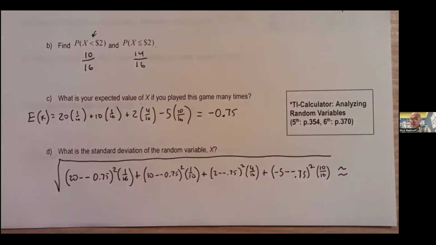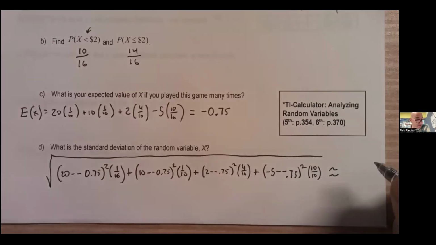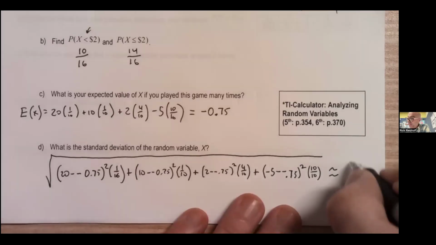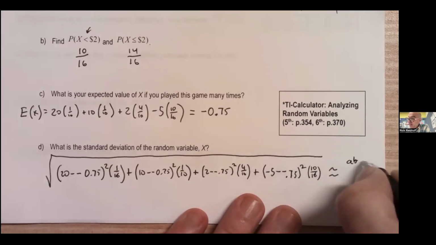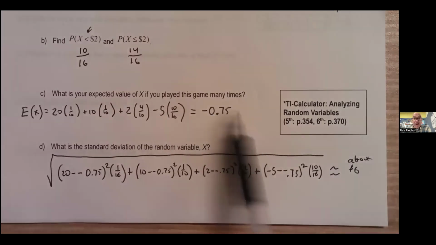standard deviation. I think it's about $6. I can't remember exactly. That's a 16. It's about $6, right? So on average, we're losing every time.